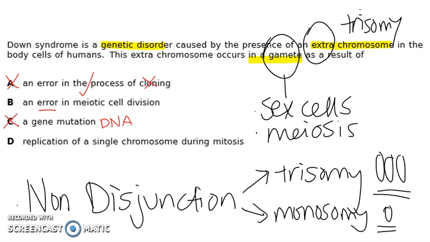D: replication of a single chromosome during mitosis. Replication, remember, means to double or copy, make more. And in this case, even though there is an extra chromosome, it's not because of replication, of making identical chromosomes. It's because of failure to separate properly. So that's not our answer. Our answer is B, because there's an error in the meiosis cell division causing the gamete to have a trisomy.